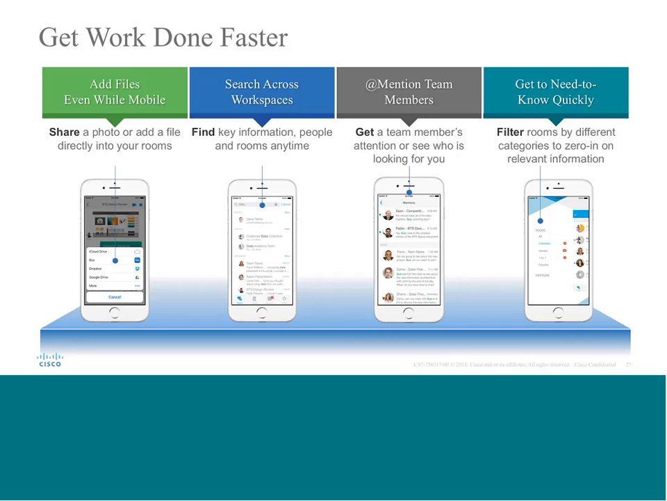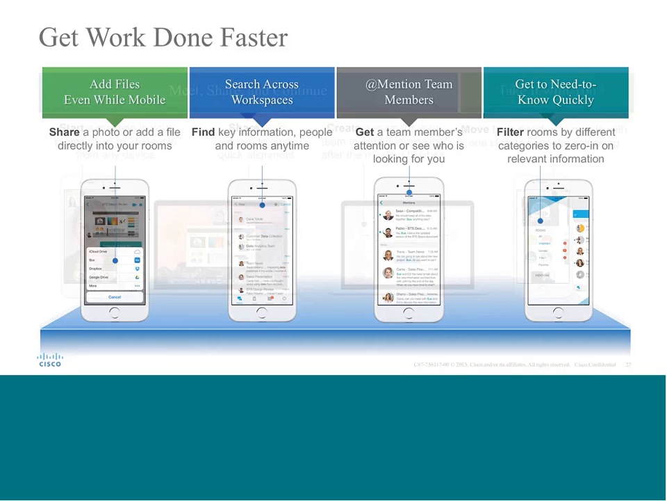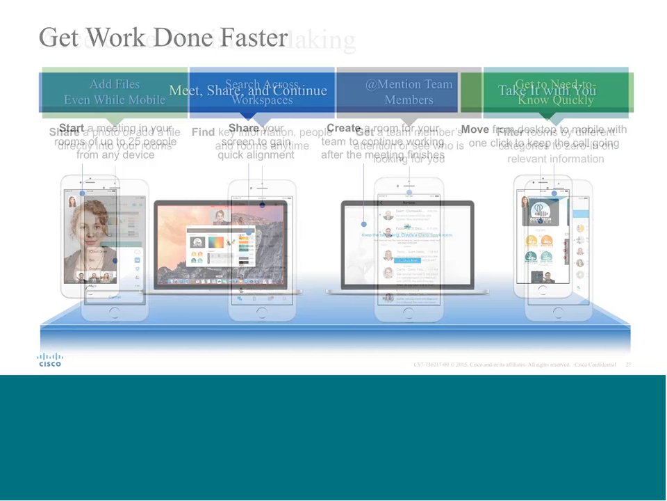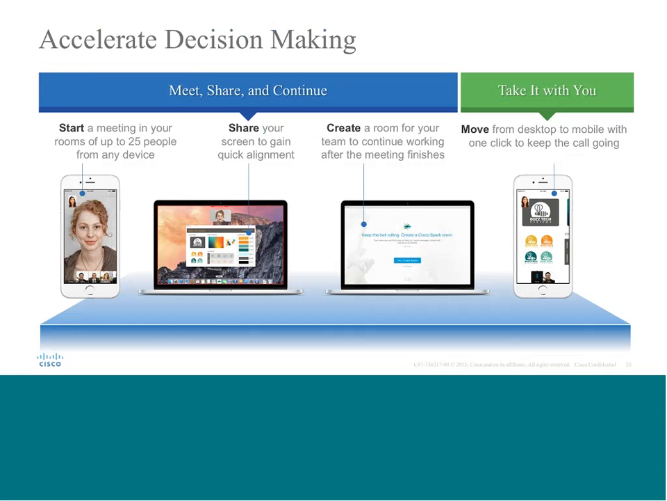Get to know, need to know info quickly. You can filter rooms by different categories. You can mark rooms as favorites, et cetera, to help zero in on the most important information when you're inside Spark. So how does Spark accelerate decision making?